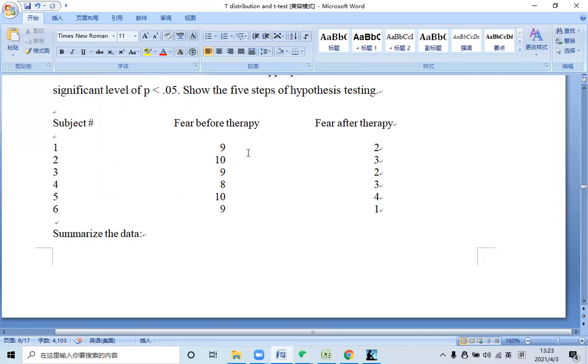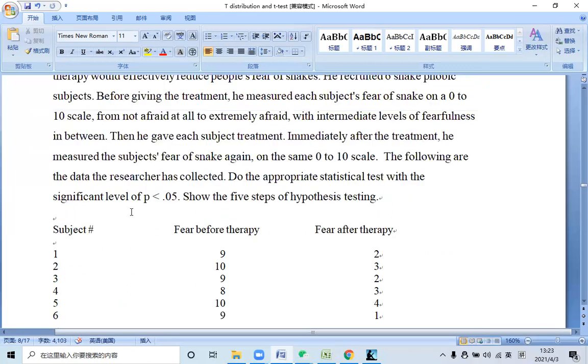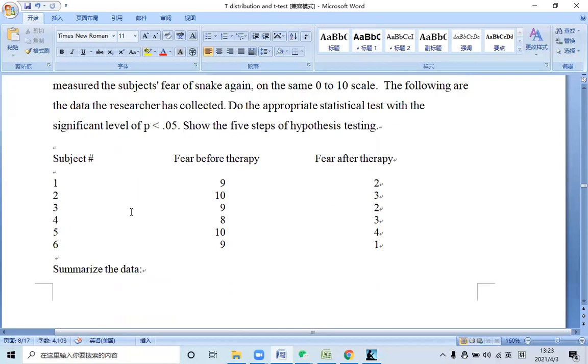Subject number 2 also made a lot of progress. Before the treatment, fear level was 10. After the treatment, it dropped to 3. And you see the pattern. All people made improvements, reduced fear. Do we have enough evidence to show that the treatment works? Looks like it. It looks very promising.